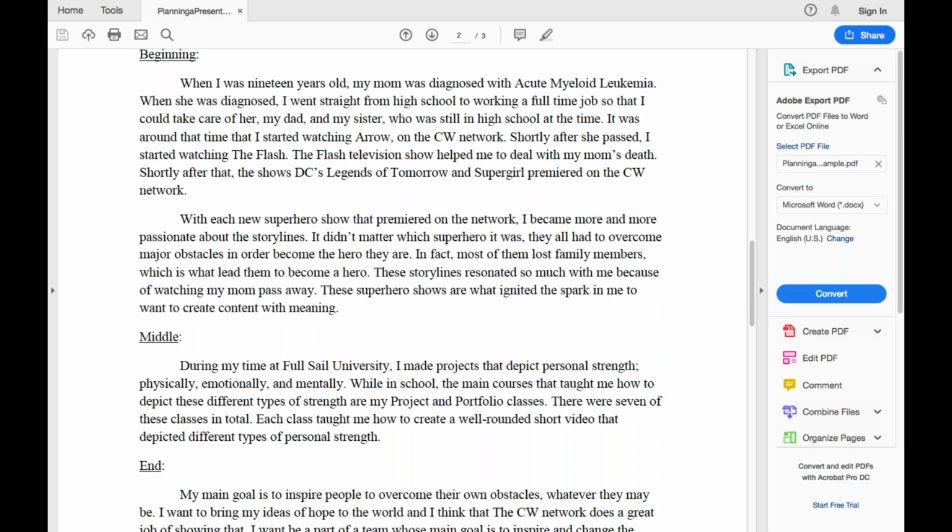So the beginning is what led this student. This is the mother being diagnosed with leukemia. This is what led them to start watching the CW network. Straight home from the full-time job to take care of her dad and her sister, who was still in high school. It was around the time that she started watching, that particular student started watching Arrow. All right. So that's pretty quick and simple. You just give a brief account of how you got into that.